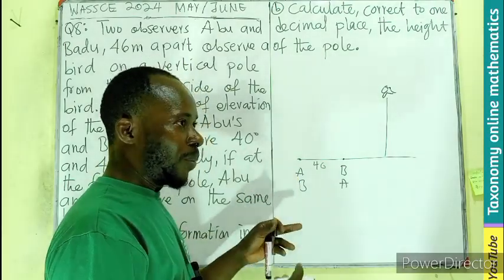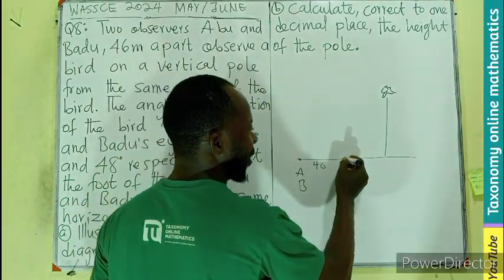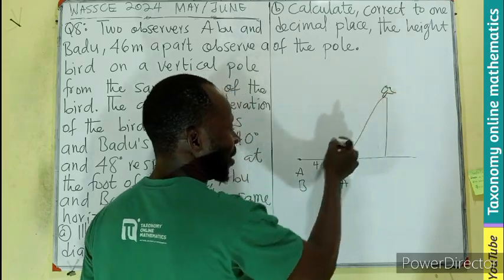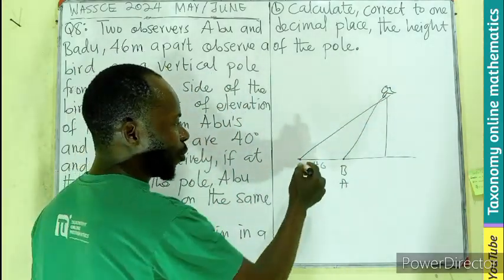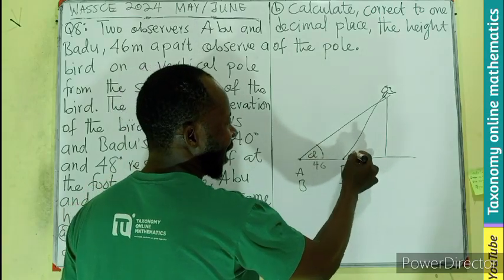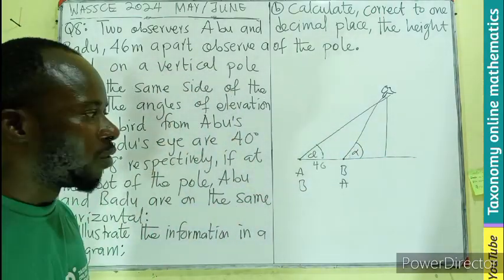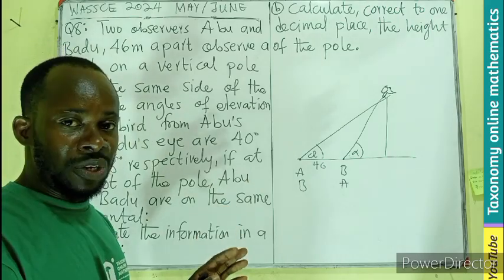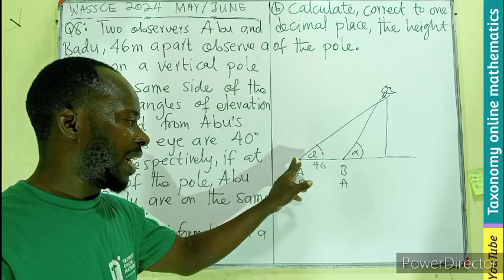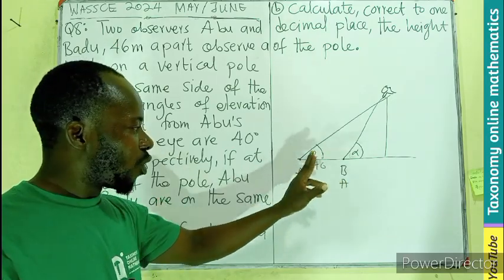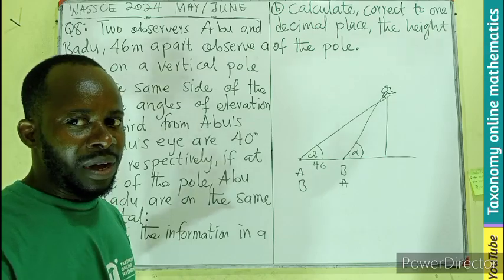Now they may be tall, but we are only picking from their eye level. So they are going to raise their eyes to watch the bird. This person will also watch the bird. So the angle produced here is their angle of what? Elevation. This is the angle of elevation for the two of them. So this is all the information we are given. Now we don't know whether Abu is here and Bedu is here, or Bedu is here and Abu is here. We have to look at the angle of elevation.